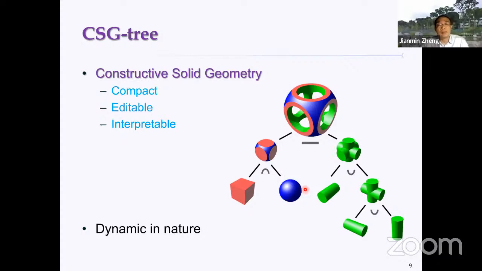Right? But on the other hand, you can find that this CSG tree could have different structures. The structure is quite dynamic, depending on the scenario, depending on the object. So this might make it difficult for the learning process.